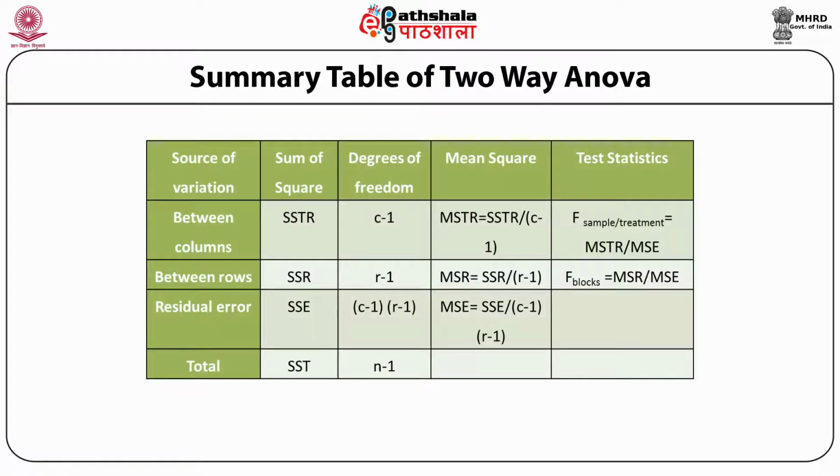Next you can also see the summary table of a two-way ANOVA, and the only difference is that in two-way ANOVA we are taking two attributes or two variables for study, the treatment and the block. The F ratio for the samples or the population and the F ratio for the blocks are worked out with F for population equal to MSTR upon MSE and F ratio for block equal to MSR upon MSE.